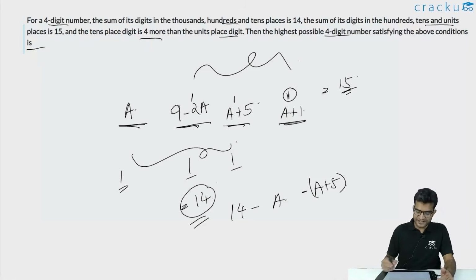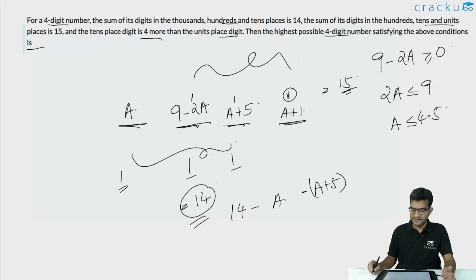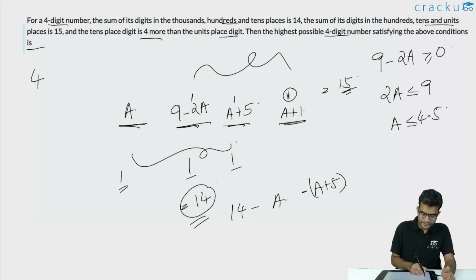But what is the maximum value of a? We want 9 minus 2a to also be a positive number, or at least a non-negative number. You don't want to have minus 1 or minus 2 as one of the digits. So this would imply that 9 minus 2a has to be greater than or equal to 0, or 2a has to be less than or equal to 9, or the value of a is less than or equal to 4.5. As a has to be an integer, the maximum value of a is 4.